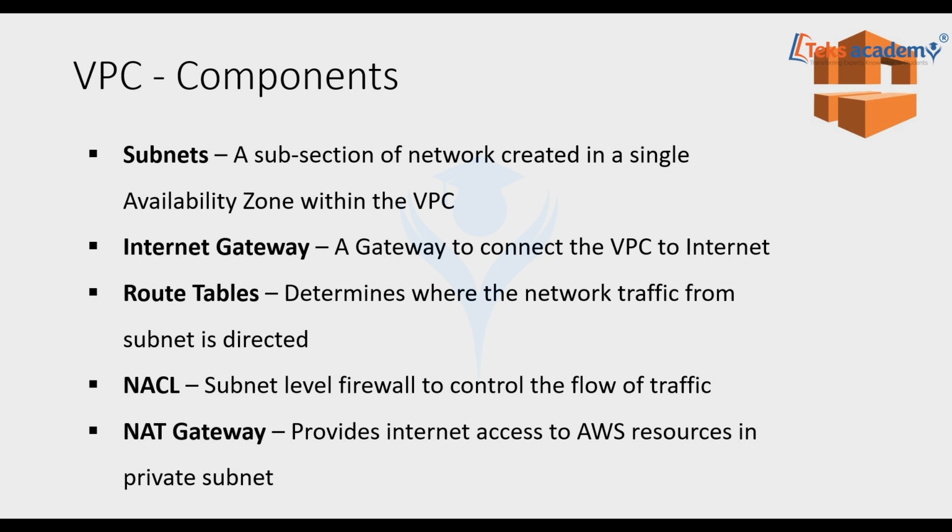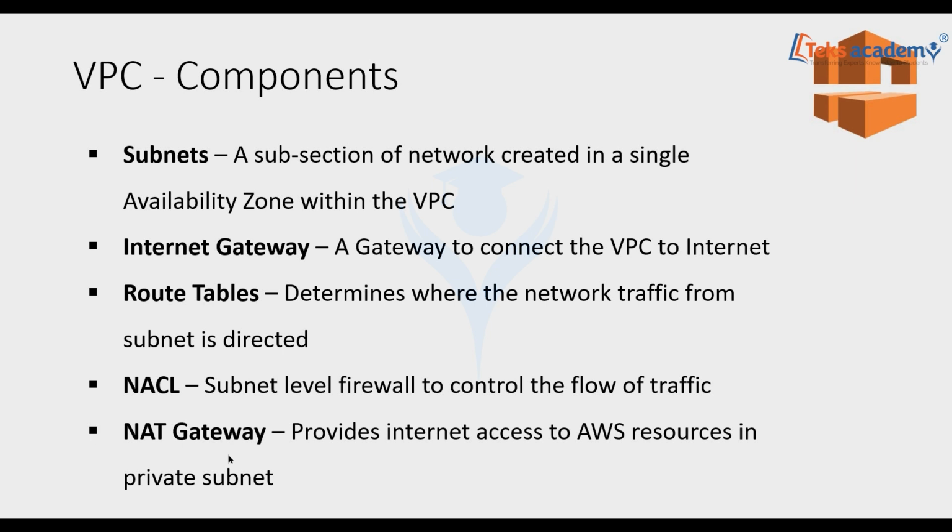Now route tables determine where the network traffic from the subnet is directed. These route tables will have the rules, or we can say the routes, that will be directing the traffic, that specify where the subnet's network traffic will be directed. Now NACL stands for Network Access Control List. These are nothing but a subnet level firewall to control the flow of traffic in and out of the subnet.